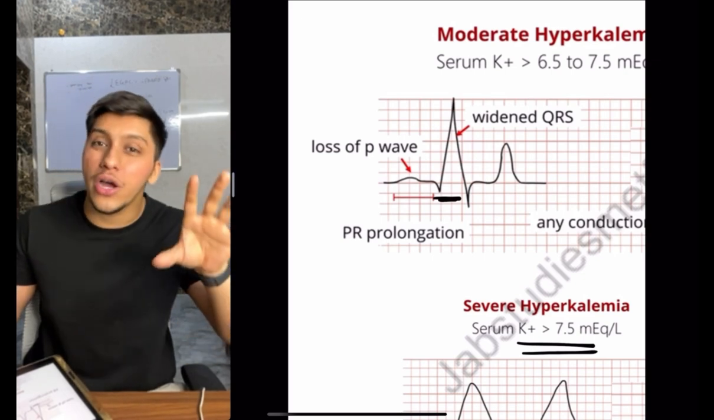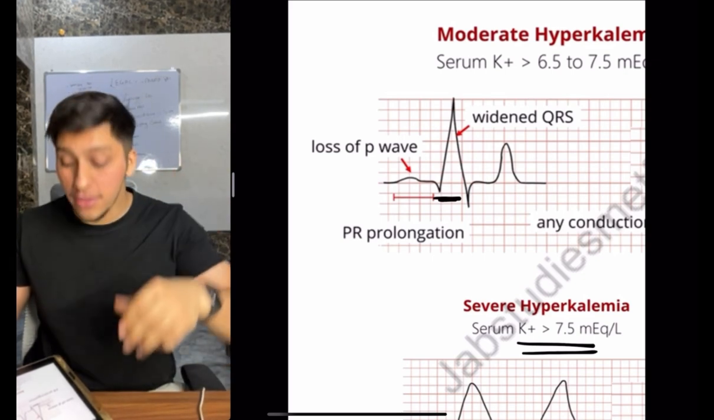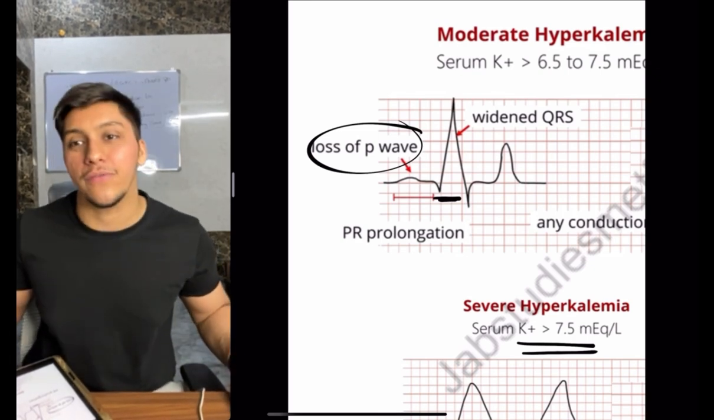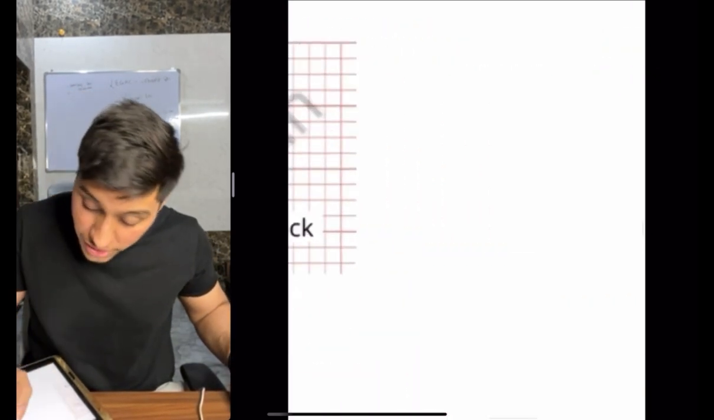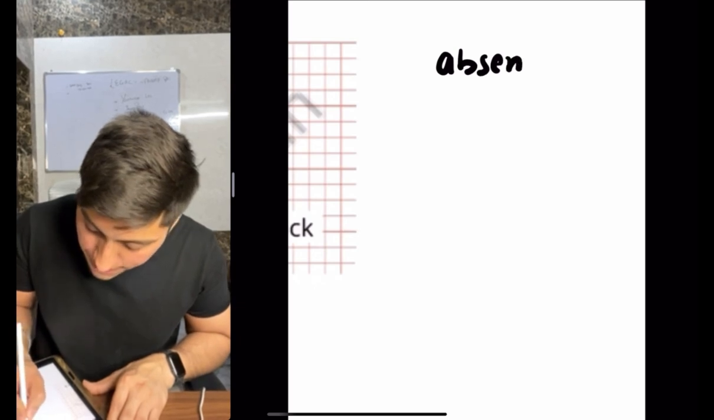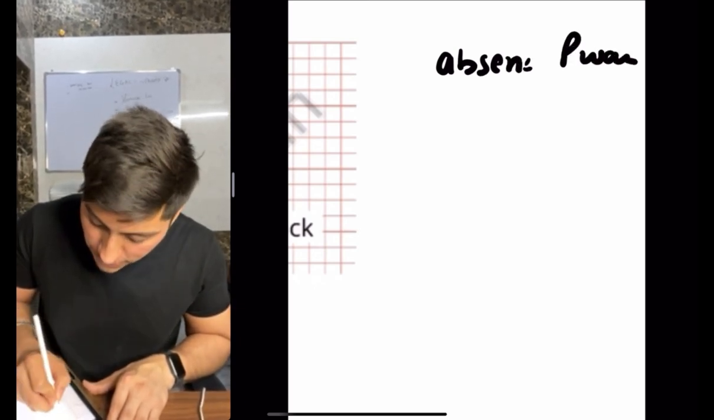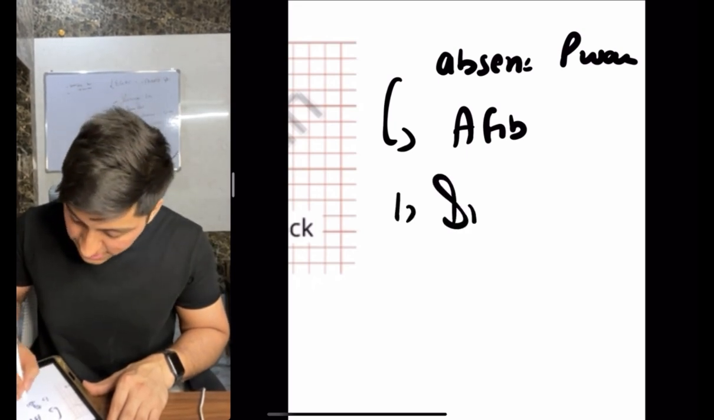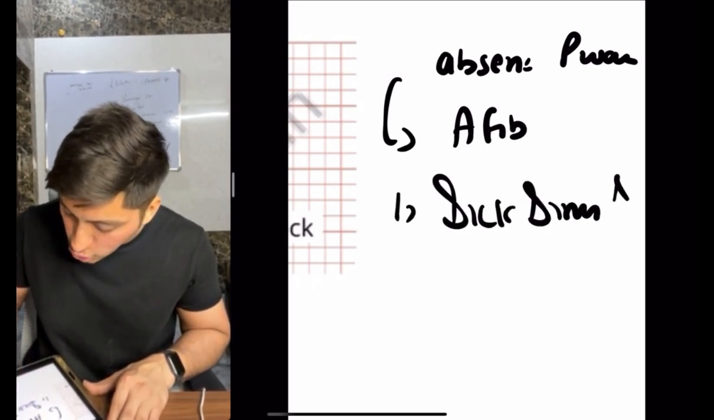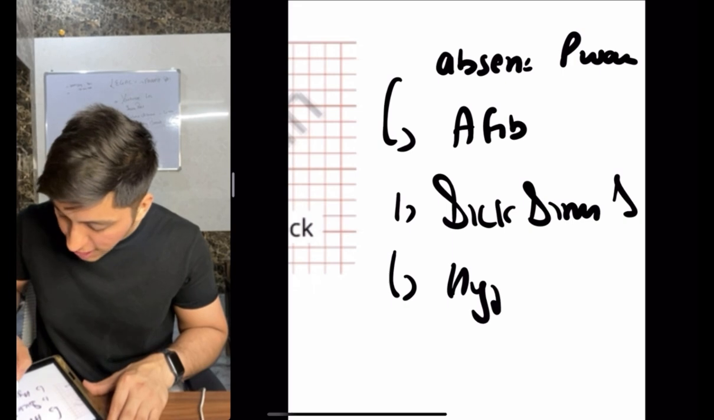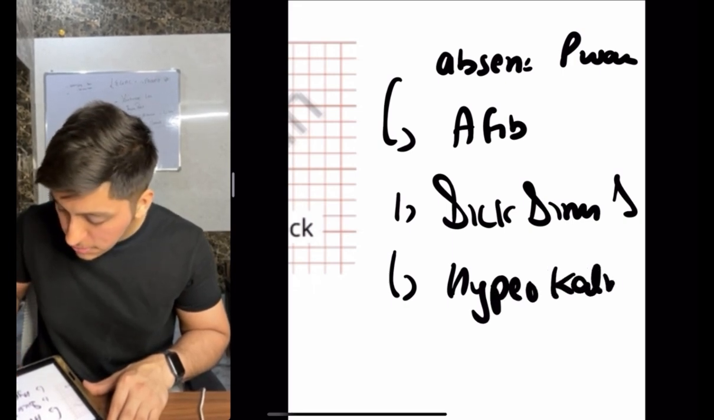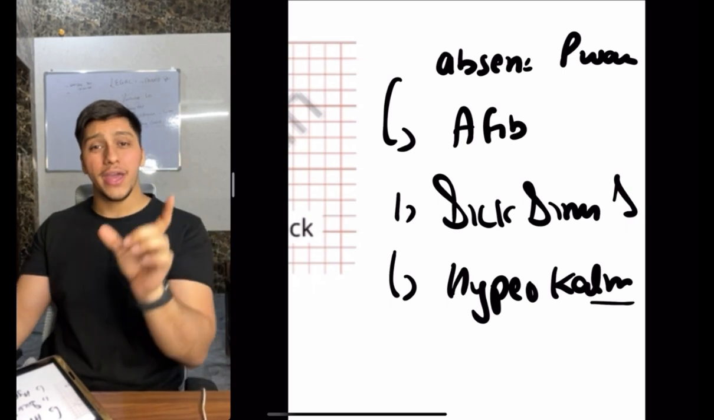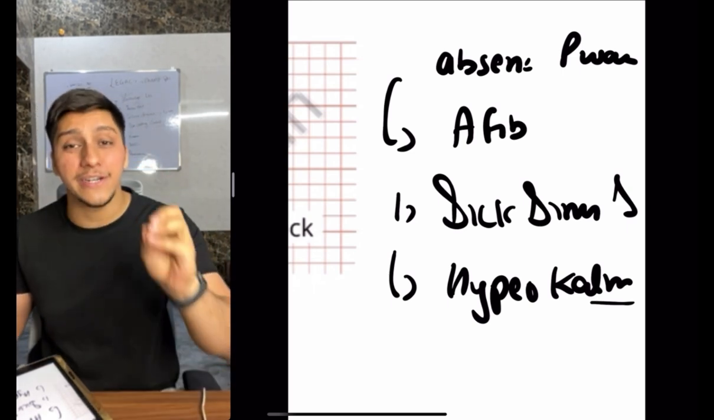P wave is also a contracting part. Because of hyperkalemia you will have a loss of P wave, also called absent P wave. So then they will ask you which are the conditions where you see absent P wave. Absent P wave is classically seen in atrial fibrillation, in sick sinus syndrome, and right now which we talked about, hyperkalemia. So remember, hyperkalemia has tall tented T waves, the QRS is going to get broad, and then you will have absent P waves.